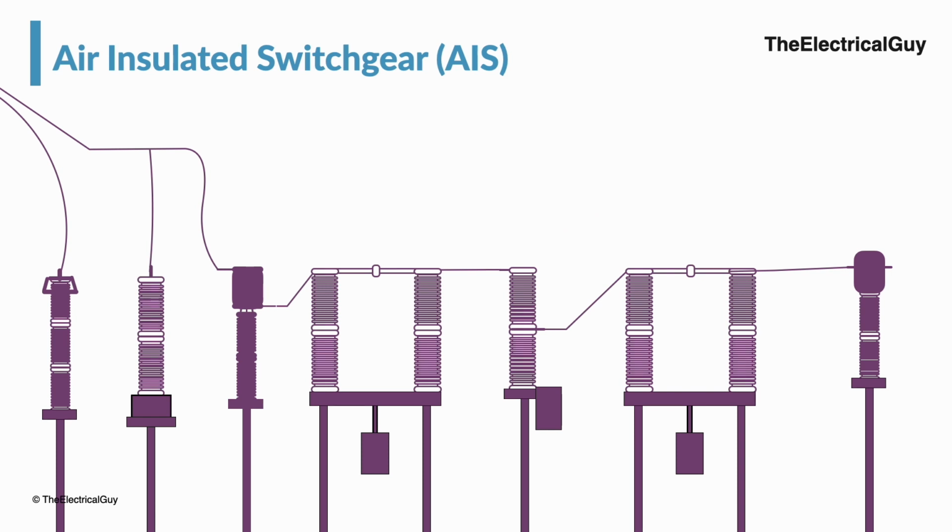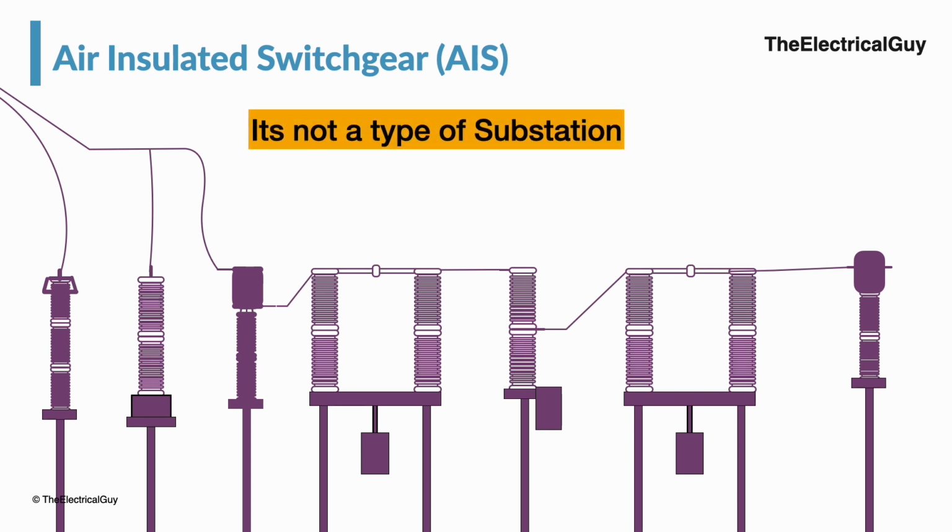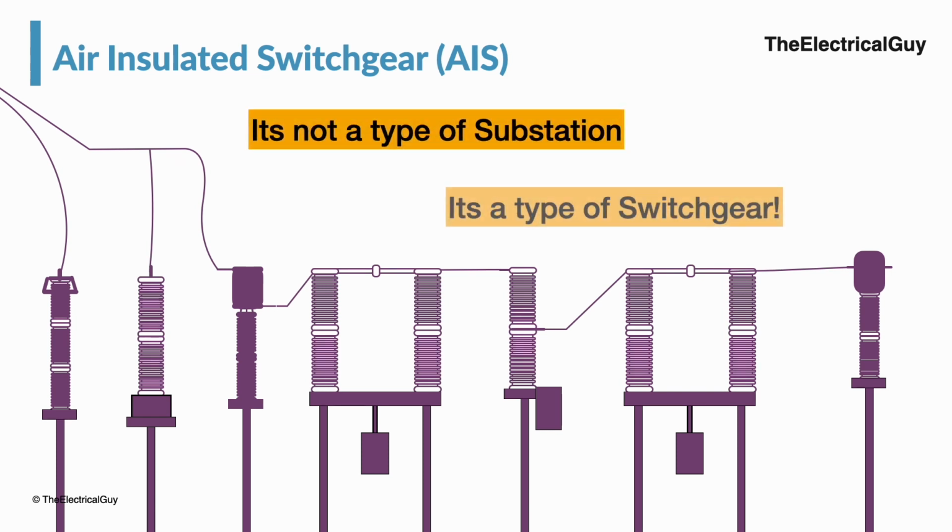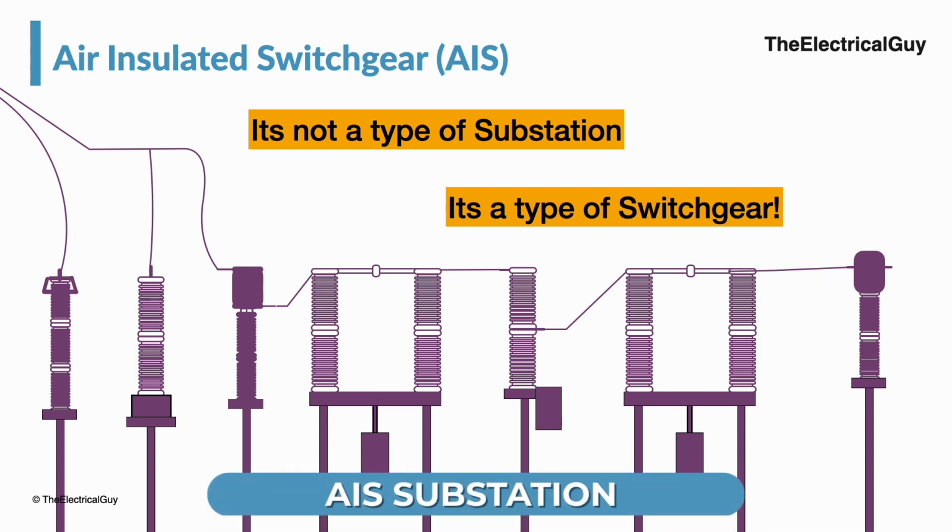So first things first, AIS is not a type of substation. It is a type of switchgear used in a substation. AIS is a type of switchgear and not a type of substation. But generally, if air insulated switchgears are used in a substation, then many people refer to it as an AIS substation. Just take note of that.